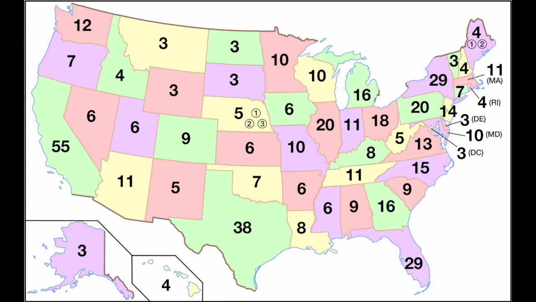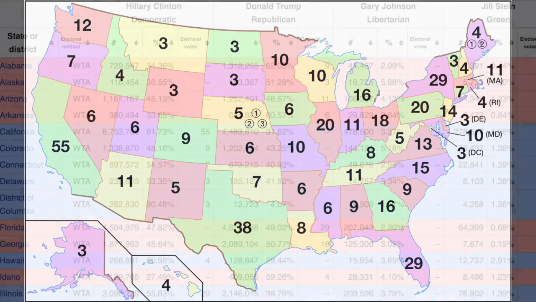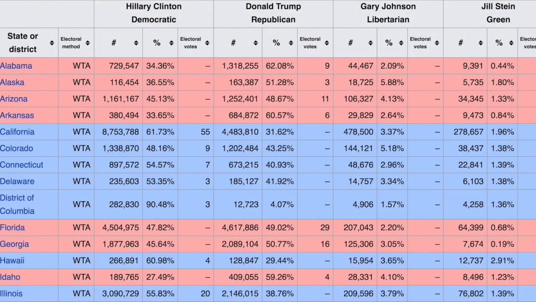There are a total of 538 electoral votes split among the 50 states and the District of Columbia. Here is a graphic with all of the states' votes counted for the 4 parties. The way to read it is pick a state like Rhode Island.